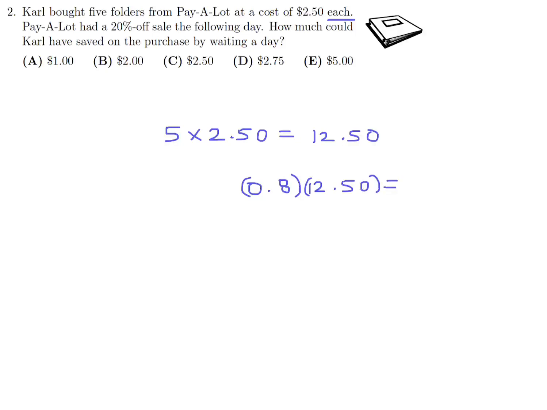So 80% of the value is what they were charging the following day, and that is equal to $10. So he paid $12.50, but he could have paid $10 the following day. So he could have saved that difference, which is $2.50. So therefore, number 2, the answer is C.